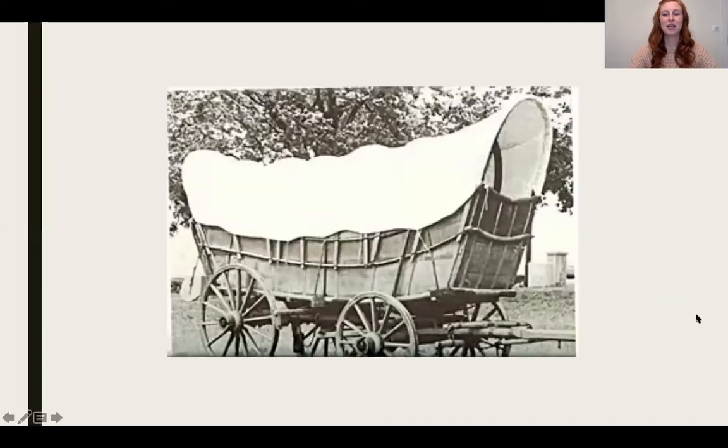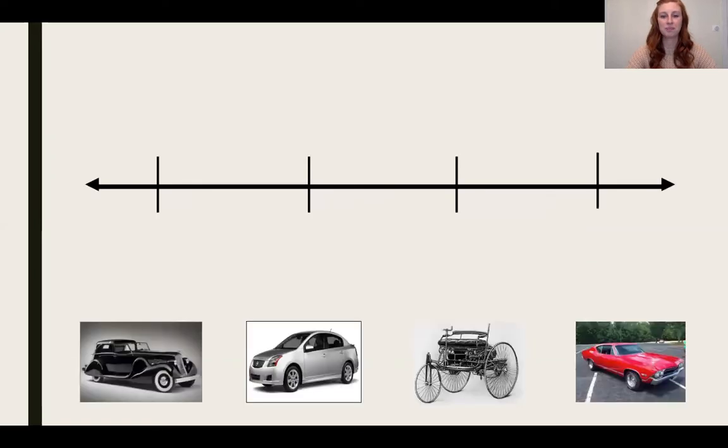Let's start with a picture from the past. Last week, I showed you this picture of a wagon, and we talked about how people in the past got around and could go to different places. But we don't use wagons anymore, so that means that things have changed. There are different ways that we can get around. So let's look at how a car has changed.